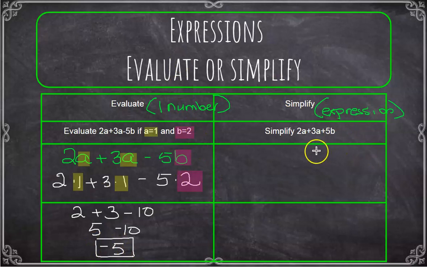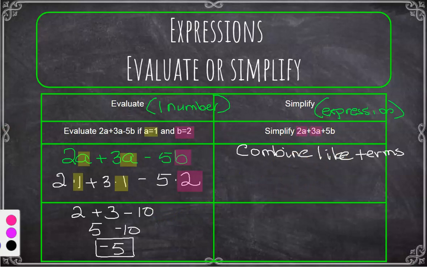Simplify means combine like terms. And you should have also heard this phrase before. Like terms are the ones that have the same variable. They also have the same exponent, if there are any exponents. So my like terms in this expression are 2a and 3a. I can combine these by adding the coefficients together. So if they're just added together, I'm just going to add those coefficients together.